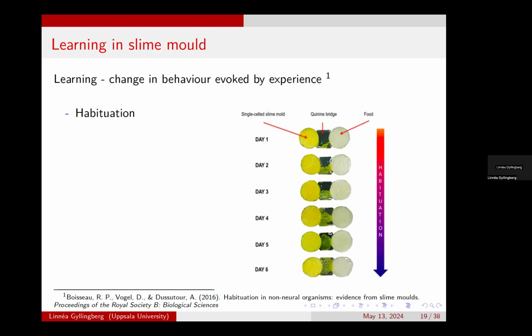So here's an experiment where they have the slime mold here and some food here. And then there's a bridge with salt, and slime molds don't like salt. So on the first day, they would try to avoid the salt, but after a while, when you put the slime mold back into the experiment, it gets habituated to the stimulus and it just doesn't care about the salt anymore.